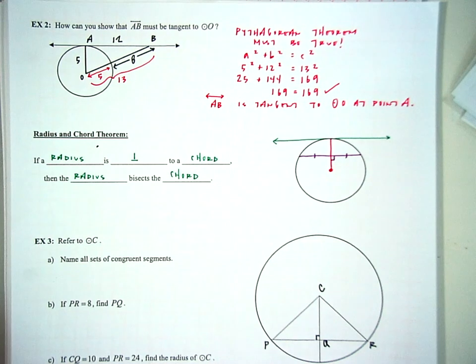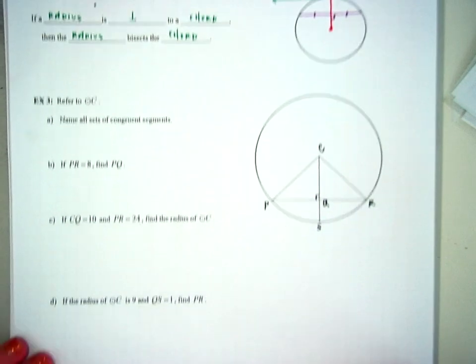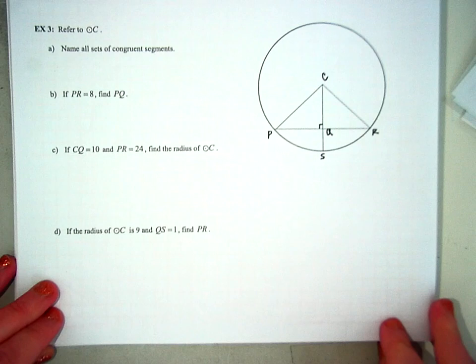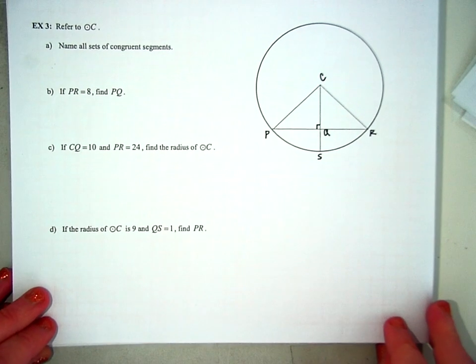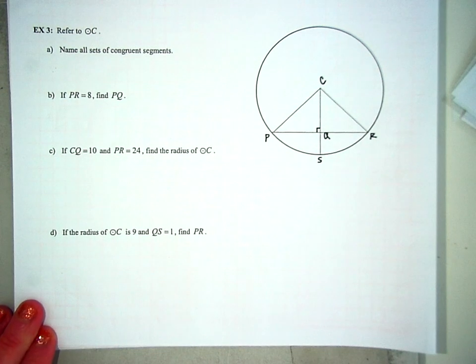Okay, so one more example, example 3. Let me slide it up. So refer to circle C. If I call it circle C, C is the center of the circle. First I'm saying name all sets of congruent segments.